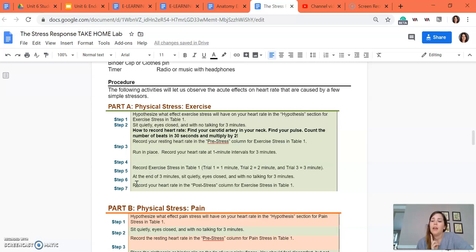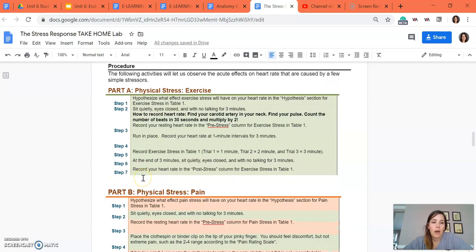You do this by finding your carotid artery in your neck and then counting how many beats you can do. How many beats in 15 seconds and multiply it by 4. I would suggest finding how many beats in 30 seconds and multiplying it by 2. And that's your heart rate, your beats per minute. Okay, so you are going to first make a hypothesis. What effects do you think exercise has on your heart rate? Obviously, it's probably going to go up, hopefully, if you do this right. I tell you how to find your heart rate here.